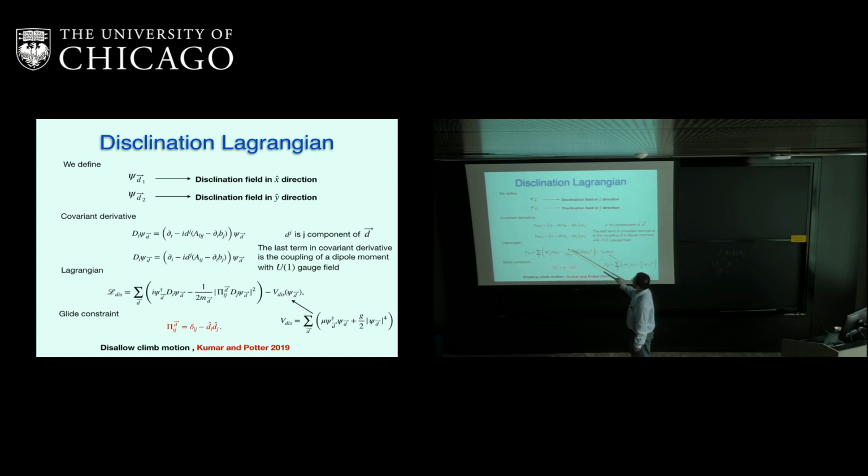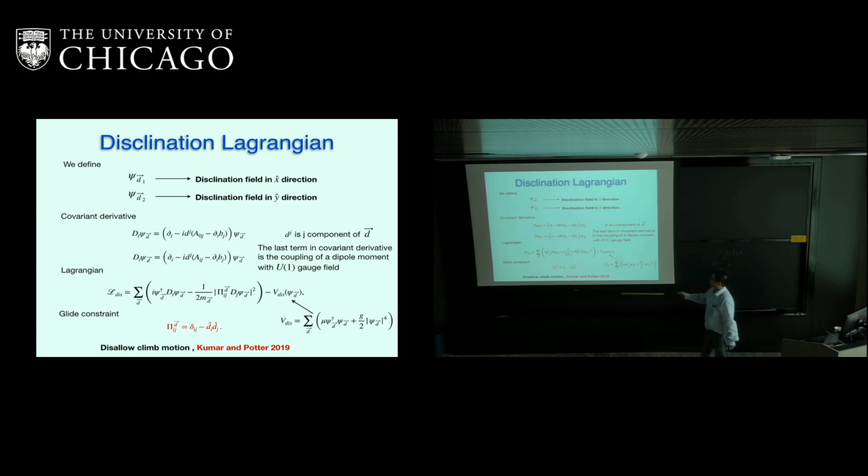The dislocation field is coupled to the tensor field, but it's also coupled to the small b field because it is a dipole of disclination. So the last term, the coupling of the dislocation field with b, is nothing but the coupling of the dipole with the gauge field.